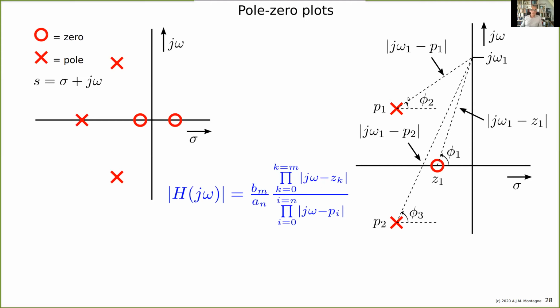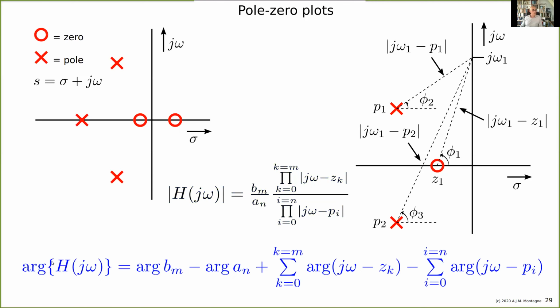The length is the length of the vector from P1 to the point at which you want to know the magnitude of the transfer. And the phase of G(j omega) is the angle of the numerator minus the angle of the denominator. So it can be found from the angle phi 1 minus phi 2 minus phi 3 at this frequency. So moving along the vertical axis, viewing the angles and the distances to the poles and zeros makes it possible to get an impression of the Bode plot from the pole zero diagram.